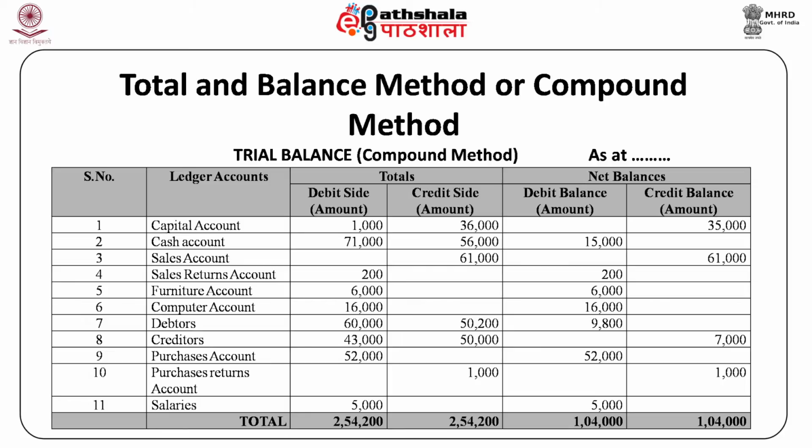Purchases return account 1,000, both under balance as well as totals. Salaries debit both in totals and balance. You see the total. For the total side 2,54,200, 2,54,200. Under the net balance method it is 1,04,000 and 1,04,000.